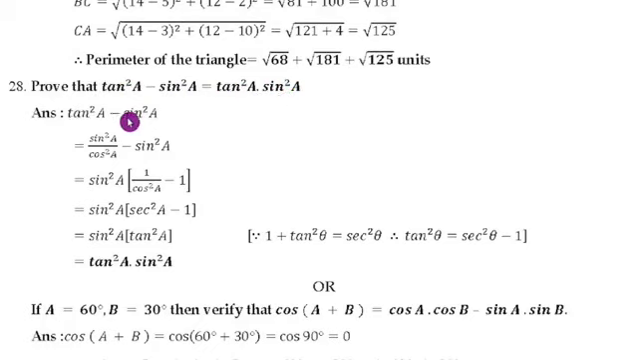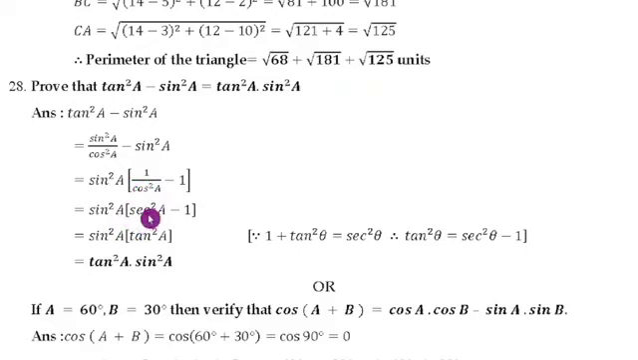So tan square A minus sin square A, you know how to write. Tan square A is nothing but sin square A by cos square A, minus sin square A. So take sin square A as a common. If you have taken sin square A common, the remaining is 1 by cos square A minus 1. So 1 by cos square A is nothing but secant square A.